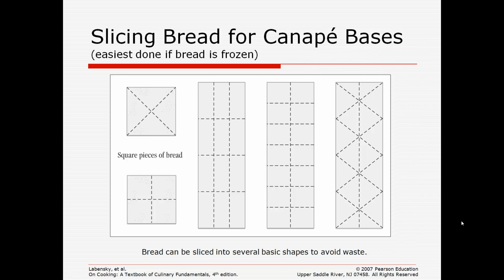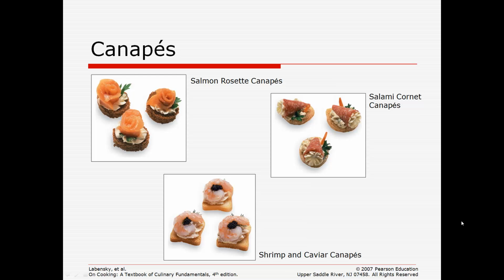Okay. Here's some examples of some canapés. There's a salmon, a salami, and a shrimp one. You can see that these all are very small. They have a base. Most of them you can see some type of white cheese or dip underneath the top, and then they are garnished.